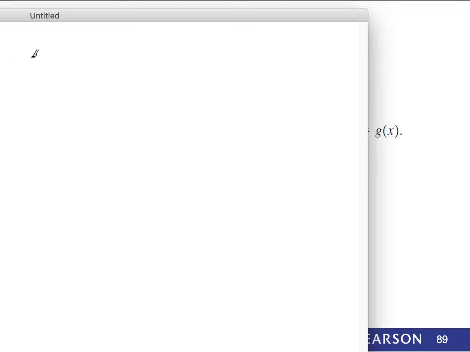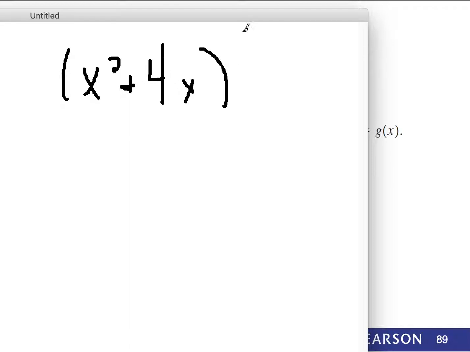So let's say I have x squared plus 4x raised to the 5th power. This is a nesting doll, right? This would be u to the 5th, and then I put something inside. I put x squared plus 4x there.